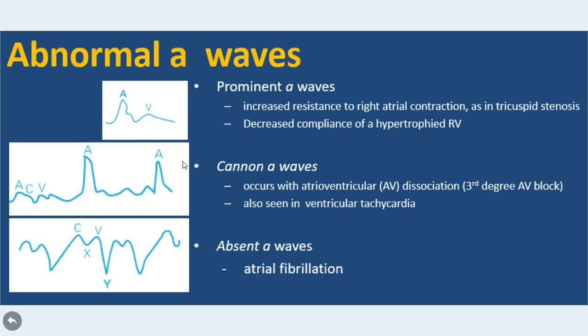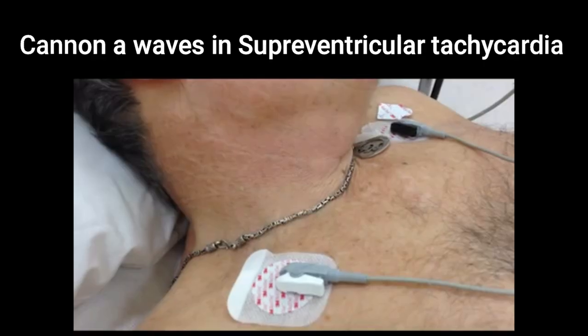Cannon A waves occur when there is a contraction against a closed ventricle, like in patients with third degree AV block or ventricular tachycardia. These are dyssynchrony between the atrium and the ventricle.